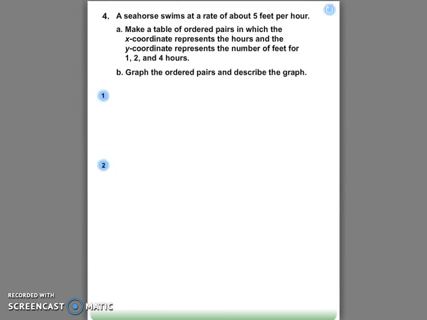If I wanted to look at relations as a graph, let's check out this example. A seahorse swims at a rate of 5 feet per hour. First, you'd make a table of your ordered pairs. So the x would represent hours because that's an independent variable, and the y would represent the number of feet for 1, 2, and 4 hours. So there it is. Okay. And then I can graph those ordered pairs because I have my x and then y. So my first ordered pair would be (1, 5), then (2, 10), then (4, 20).